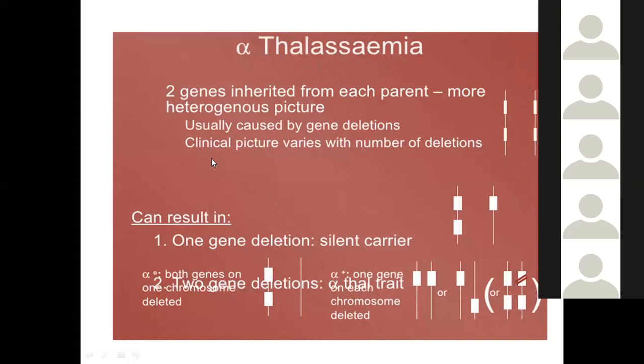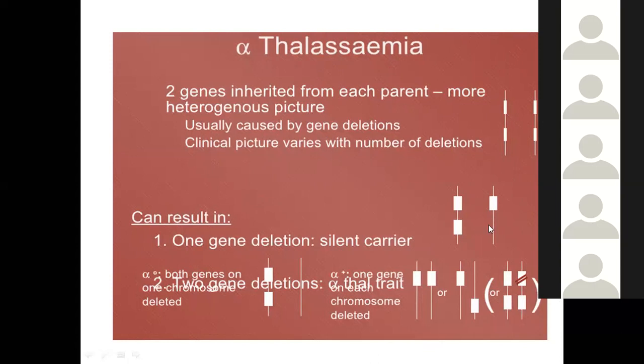ओके, we are going on shifting from alpha to beta, beta to alpha, again back to alpha. The two genes inherited from each parent. It's a more heterogeneous picture, usually caused by gene deletion. देखो gene deletion है, minus the gene. Clinical picture varies with the number of deletions. Either both the genes are absent or one gene is absent.